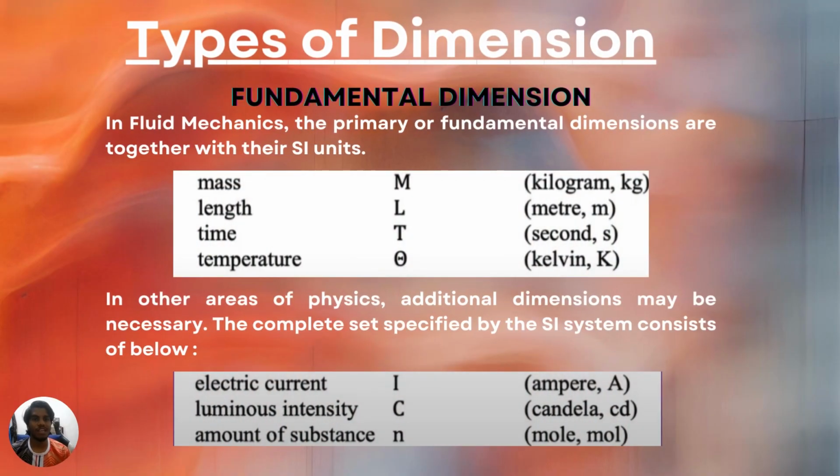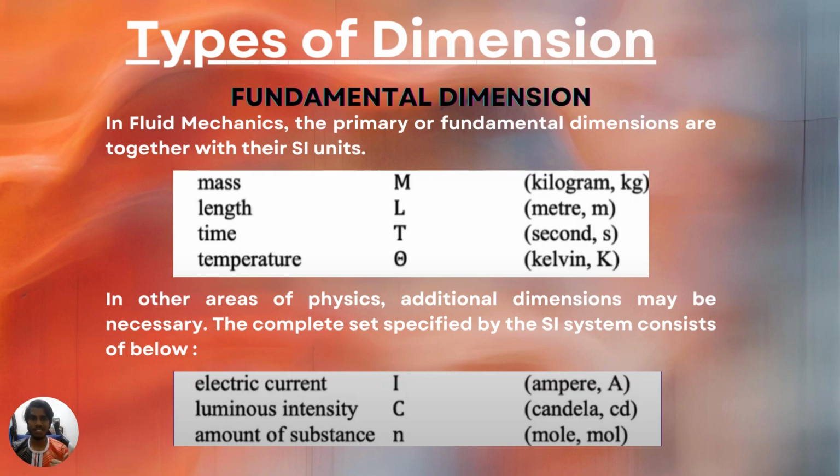So, types of dimensions. Dimensions can be divided into two types. The first type that I'll be covering is fundamental dimensions. In fluid mechanics, the primary or fundamental dimensions are given together with the SI units. In fluid mechanics, there are four main dimensions that are necessary.